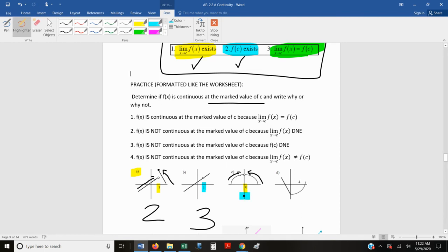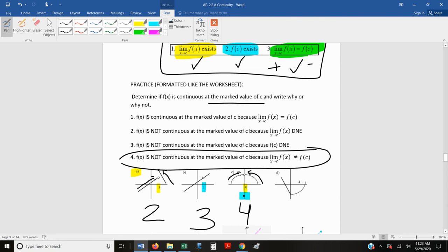Third thing, does the limit equal the output? No, it doesn't. The limit is a positive number and the output is some negative number. This is the example we already looked at. So for this one, we're going to choose number 4.